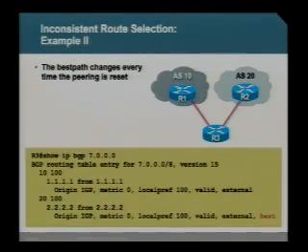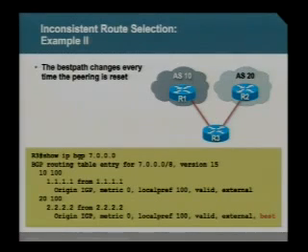Okay, what about this example? Best path changes every time the peering is reset. Well, you've got router 3 sitting here. Best path can be this way. We'll reset the peering, then the best path is that way. Reset the peering, then it goes this way. It oscillates back and forth, and, well, it all looks pretty unpleasant.